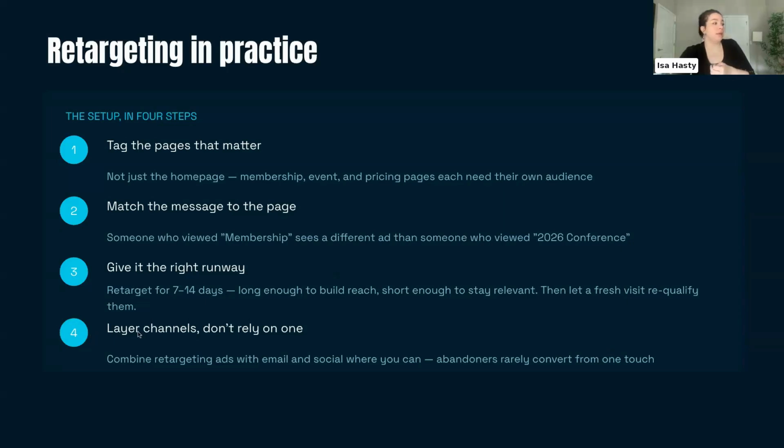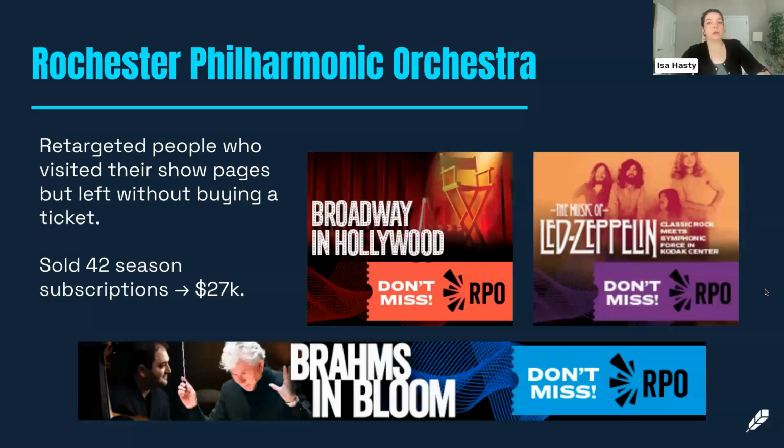And then layer channels, don't rely on one. So making sure that you're combining retargeting ads with also retargeting people in their email inbox and on social, right? And having consistent messaging across those channels so that people are seeing the same thing from you and they are going to be more likely to convert if you are showing up in consistent ways across channels.